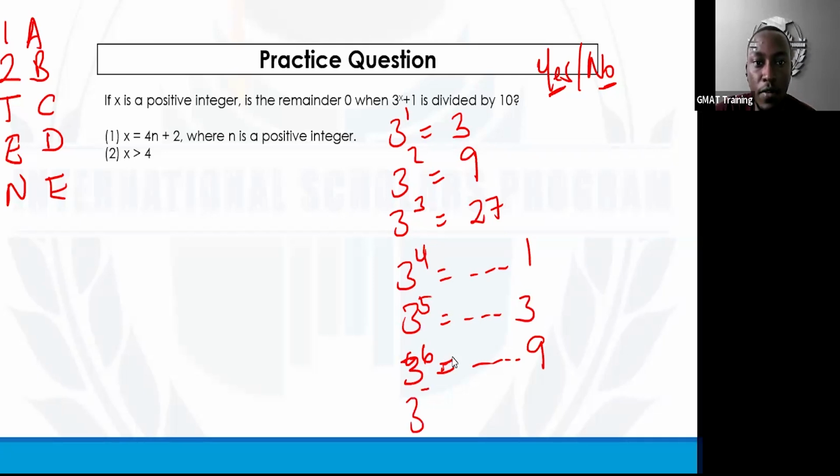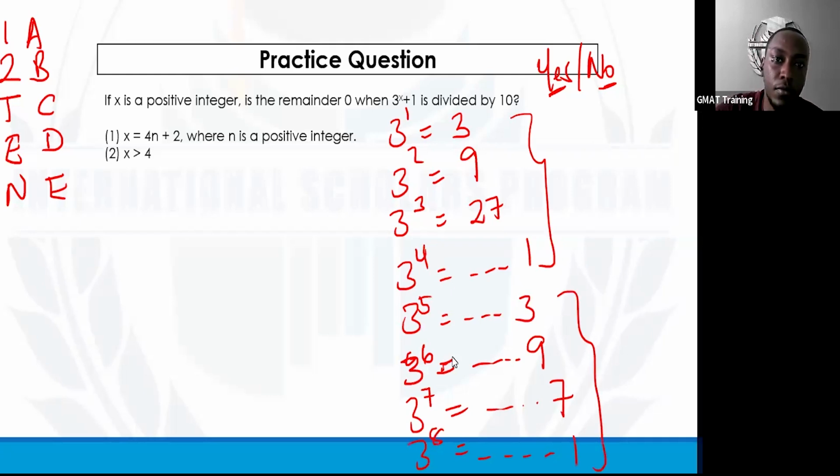3 to the power 7, that's 1, 2, 3, 4, 5, 6, 7, so this ends in 7. And 3 to the power 8 ends in 1. So cycles of 4: 3, 9, 7, 1, 3, 9, 7, 1. So is the remainder 0? The remainder is 0 when the number is a multiple of the divisor.